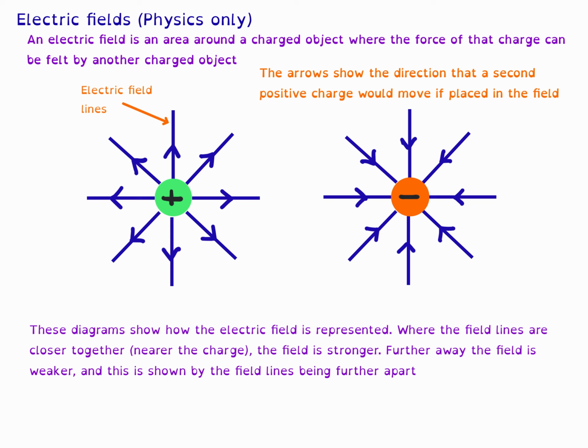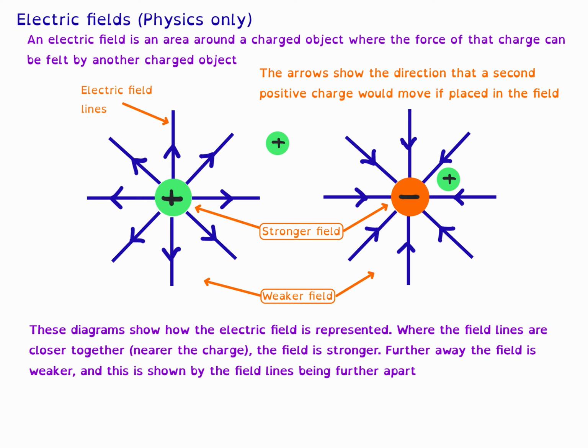So if you place a second positive charge in a positive field, then it will be repelled and the arrows move outwards. If you place a second positive charge in a negative field, then the positive charge will be attracted and so the arrows go inwards. These diagrams show how the electric field is represented. Where the field lines are closer together, nearer the charge, the field is stronger. Further away, the field is weaker, and this is shown by the field lines being further apart.